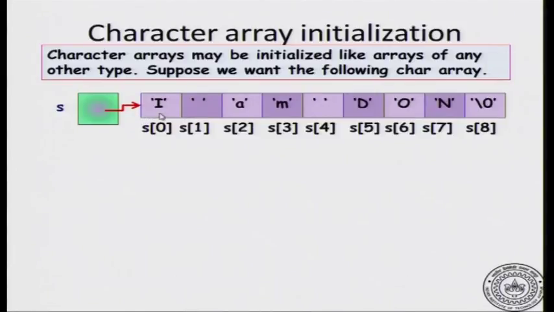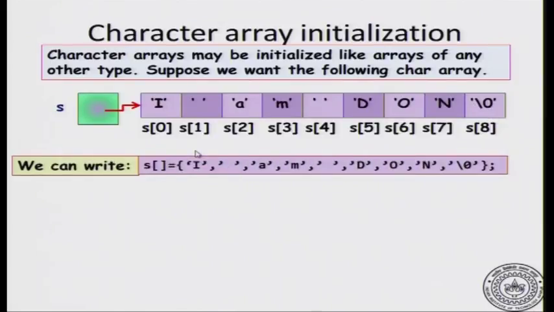Suppose I want to initialize an array to the following values. The first is I, the second is a space character, then A, then M, and so on, and the final character is a null character, which will be given as \0 within single quotes. Now, we can write char S with just the empty pair of square brackets without specifying a size, and then followed by the list of characters.